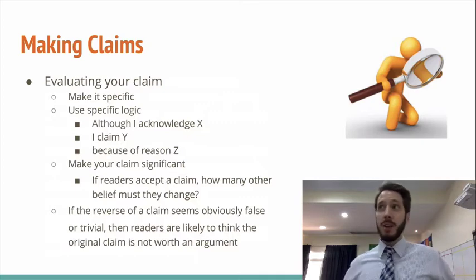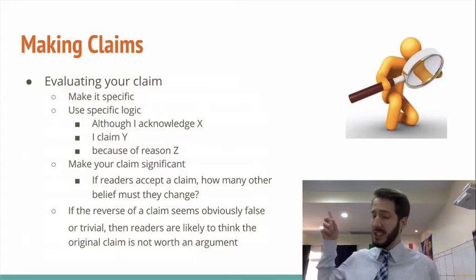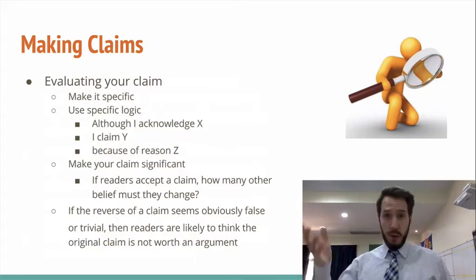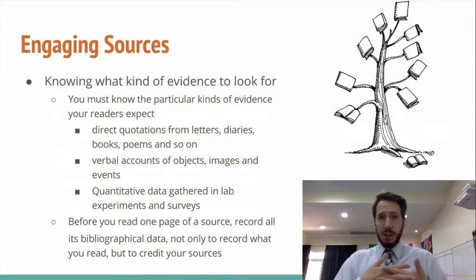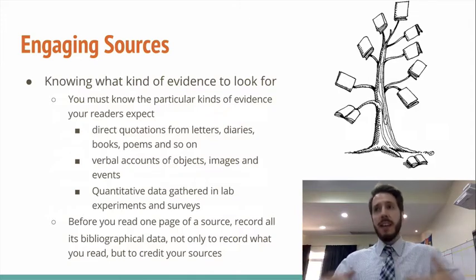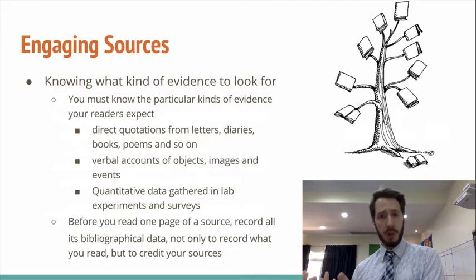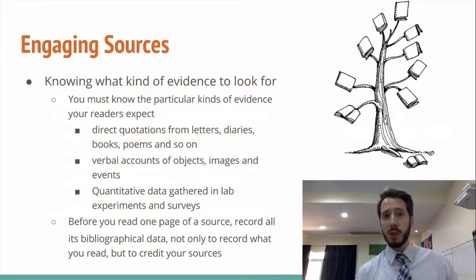For instance, if you're going to argue the sky is blue and the reverse is the sky isn't blue, well, I can tell the sky is blue because I can see outside. So it's not worth arguing. Now, once you have a working claim, you're going to try and find sources that will help you delve more into that research question and answer that research question.